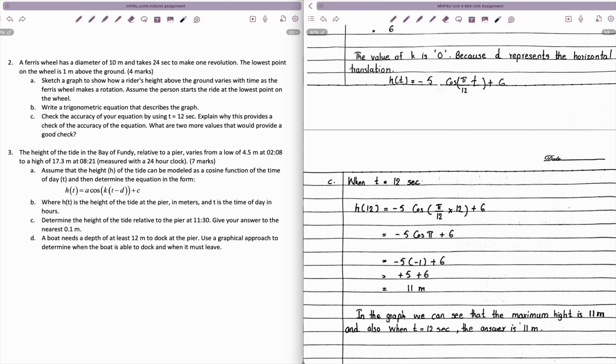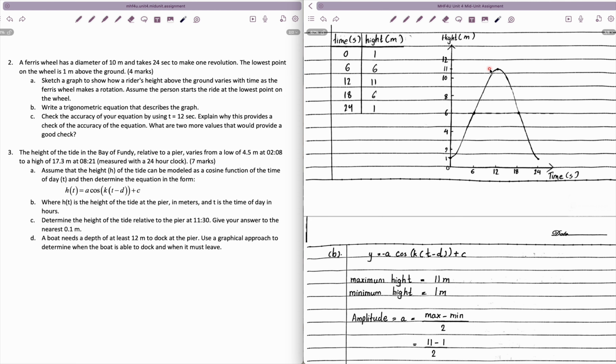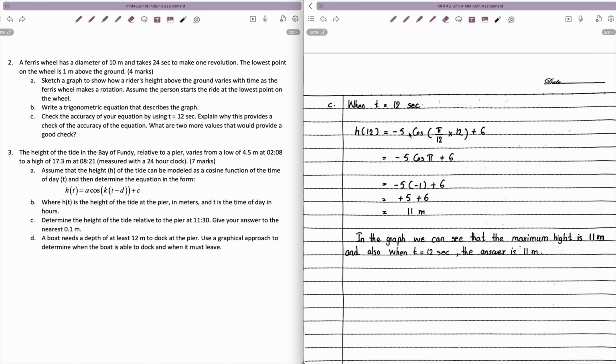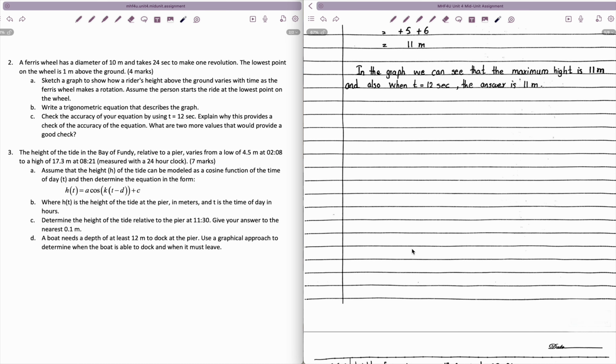In the graph you can see the maximum point is 11 meter, and at t equals 12 seconds the answer is 11 meter. So the equation is correct. This is for number 2.